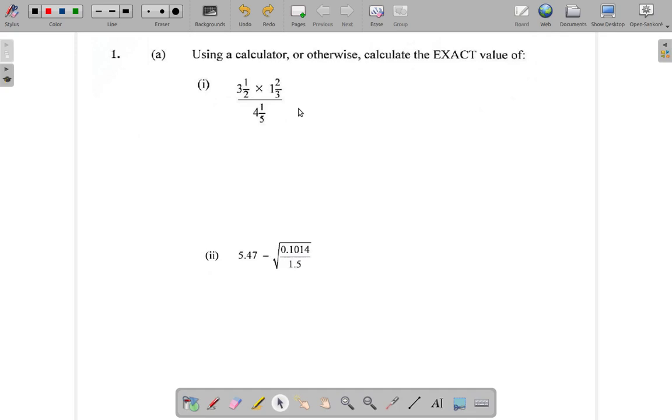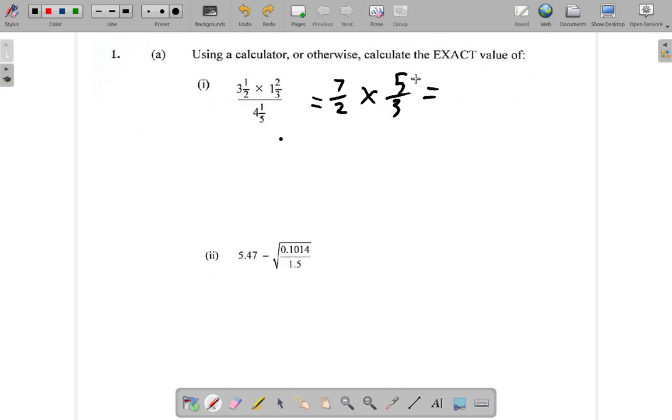Now you do have some calculators with the fraction features on them. You could use that. Alright, well, let's do our calculation by hand here. 3.5 by 1 2/3 divided by 4 1/5. Let's turn each mixed fraction into improper fractions. 3 1/2 is 7 halves, times 1 2/3, which is 3 times 1 is 3, plus 2, 5/3. Let's leave the 4 1/5 for a little later.